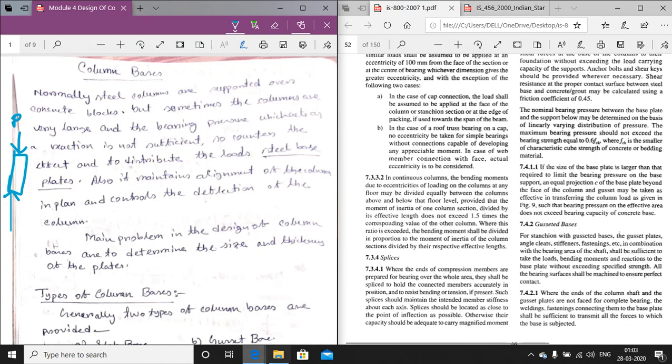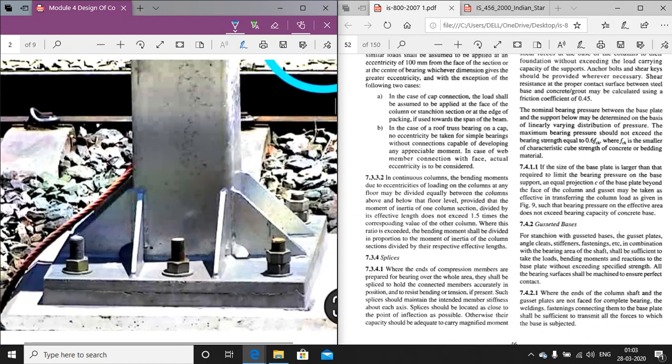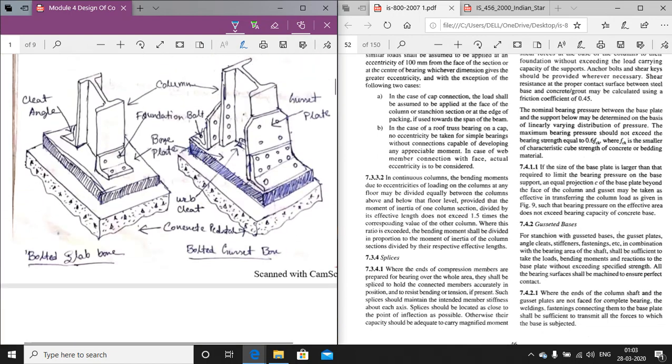For example, I will discuss these 2 pictures later, but in this picture, this is the base plate. That means it is provided between the column and the concrete block under the column, so as to properly distribute the load and to increase the bearing area, so that the bearing resistance becomes higher.